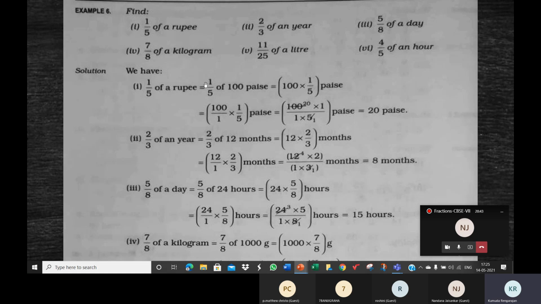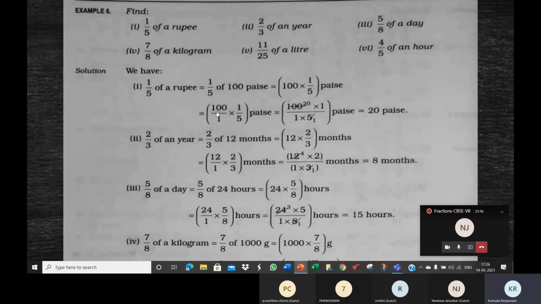Then in the next step, we write 1 by 5 as it is. We write this 100 also as it is. And we take away that of and replace it by the multiplication sign because of stands for multiplication. And you know the unit is paise. Next, 100 is 100 by 1 into 1 by 5.